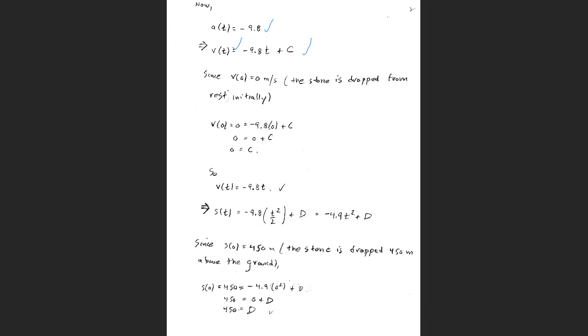So what we want to do is solve for that constant. We're told that the stone was dropped from rest initially. So at time 0, the stone is dropped from rest, which means the velocity at time 0 equals 0. You can show that the constant c equals 0, and so your velocity function is negative 9.8 times t.